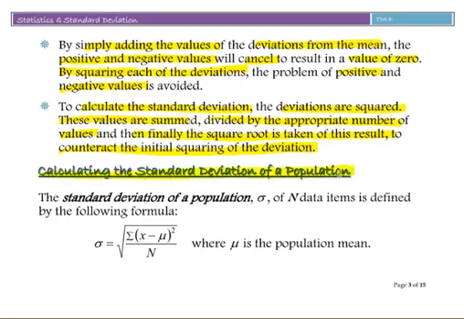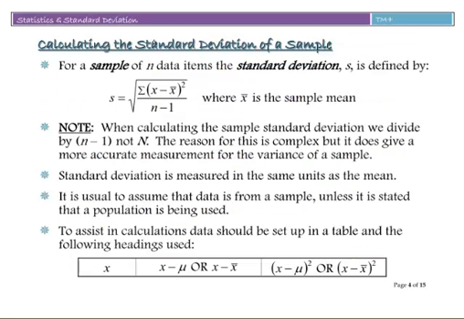So calculating the standard deviation of a population, we use sigma notation. If we have n data values, we have the formula here. The standard deviation is the square root of the sum of (x minus the mean) squared, all over n, where mu is the population mean. If we're looking at samples, then for a sample of n data items, the standard deviation, little s, is given here. You can see that instead of using mu, we're using x bar.